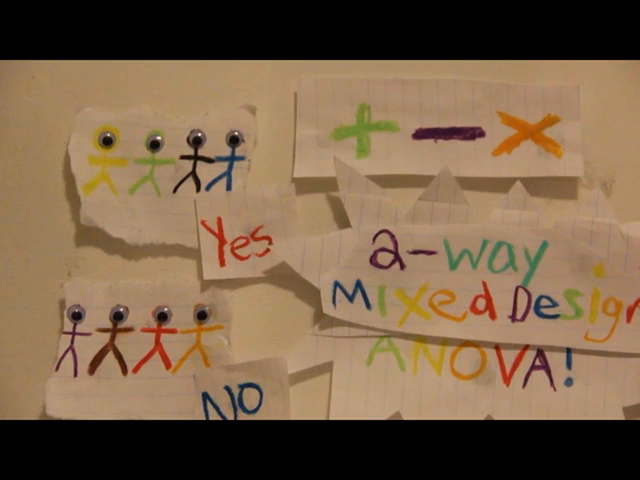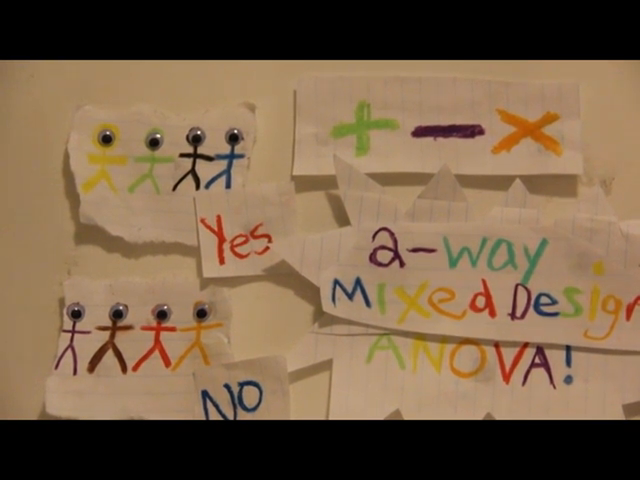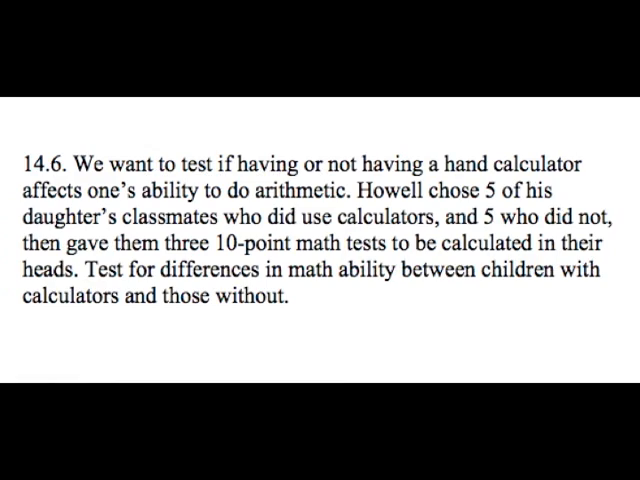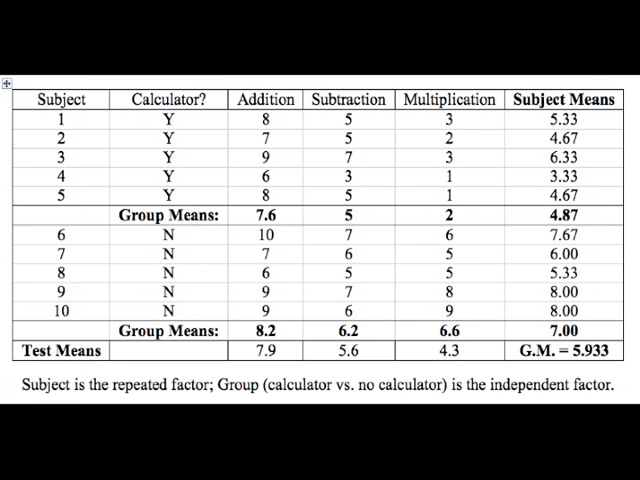design ANOVA. Question 14.6 is asking us if having or not having a hand calculator affects one's ability to do arithmetic. So Howell chose 5 of his daughter's classmates who did use calculators and 5 who did not, then gave them 3 10-point math tests to be calculated in their heads. For this question, we are to test for differences in math ability between children with and without calculators.